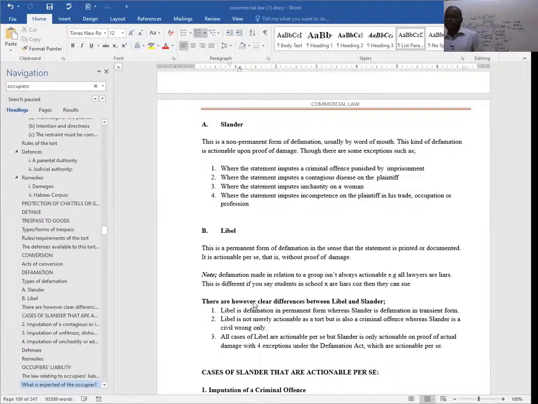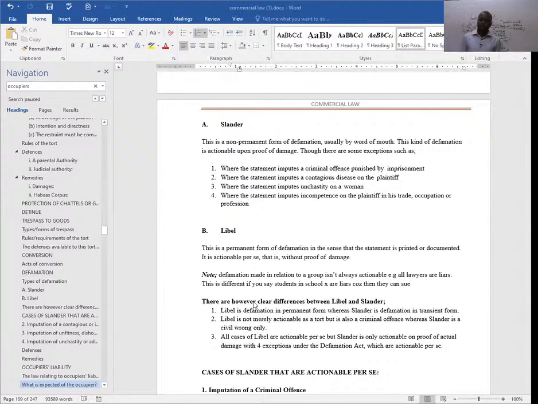So just remember there are 2 types, and be able to differentiate between the 2 types of defamation. So we can have libel or we can have slander. Libel is in a permanent form, while slander is in a non-permanent form.